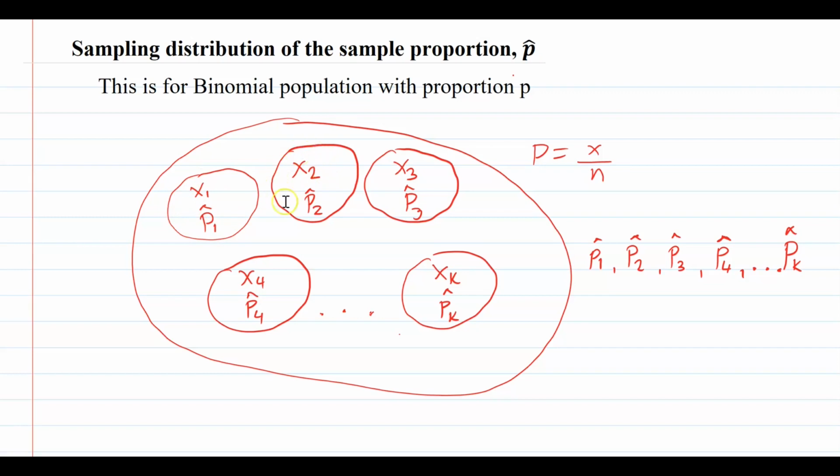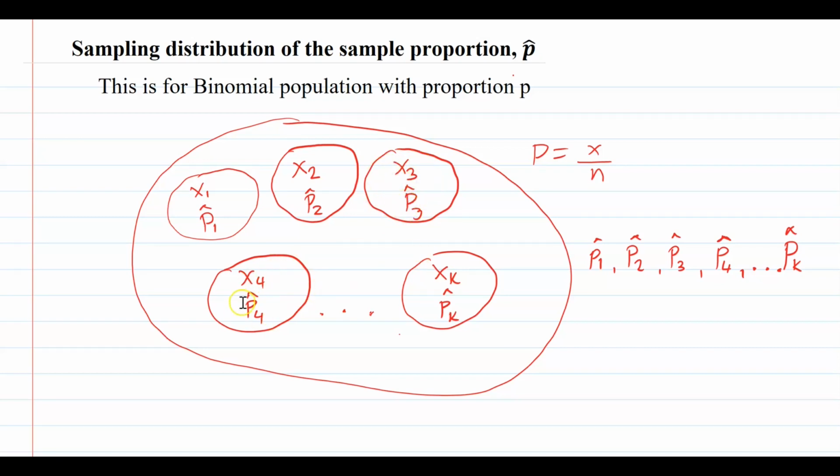Or you can also collect another sample, sample number 2. The number of people you ask here will be the same as in sample 1, so N2 is equal to N1. You ask the same question, do you drink soda? And X2 people will say, yes, I drink soda. You can calculate the proportion of people that drink soda from sample number 2, and we'll call it P2 hat. And you can continue doing this. From sample number 3, you get P3 hat, the proportion of people that drink soda from sample number 3.